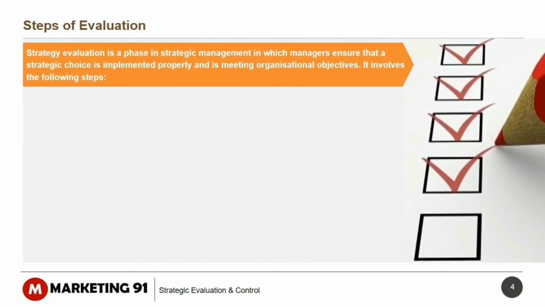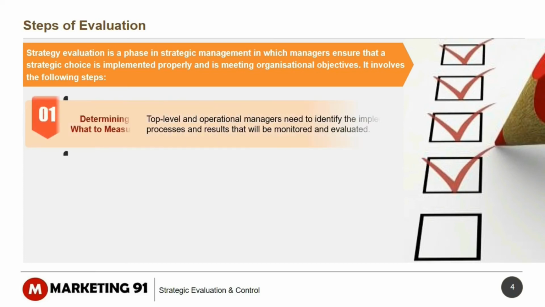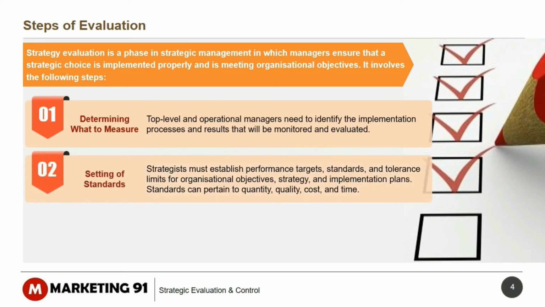Steps of evaluation. Strategy evaluation is a phase in strategic management in which managers ensure that a strategic choice is implemented properly and is meeting organizational objectives. It involves the following steps. Determining what to measure. Top-level and operational managers need to identify the implementation processes and results that will be monitored and evaluated. Setting of standards.